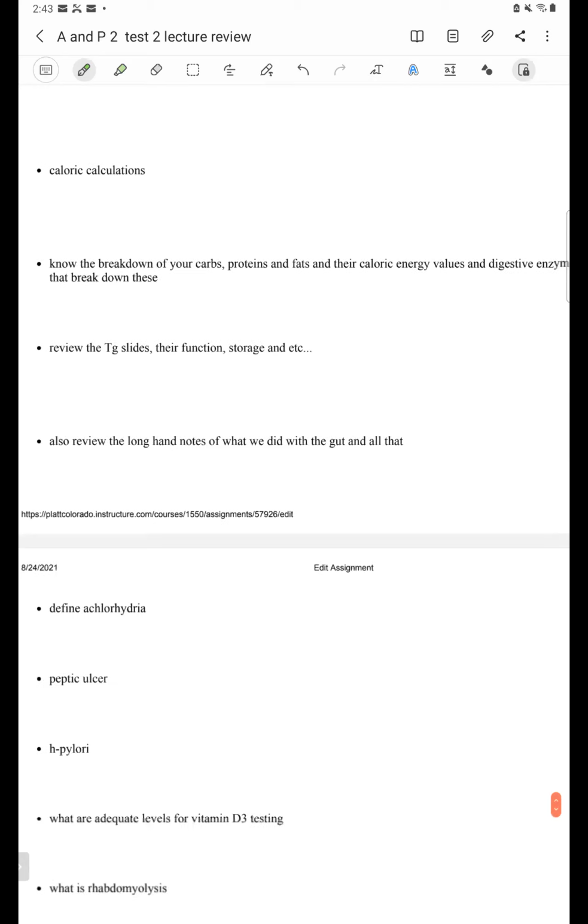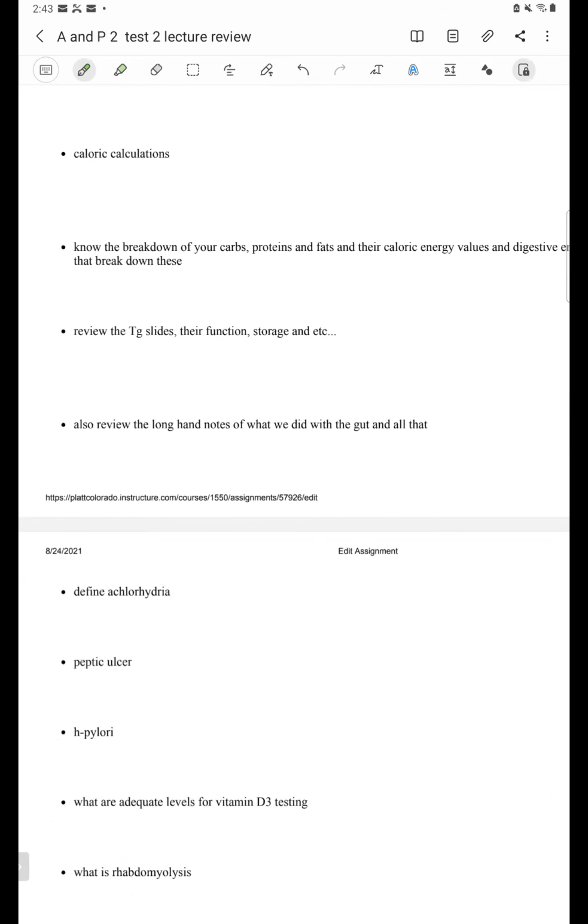Be able to do your caloric calculations: how many calories are in 1 gram of carb, 1 gram of protein, and 1 gram of fat.